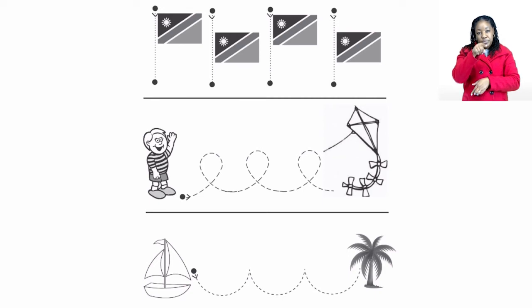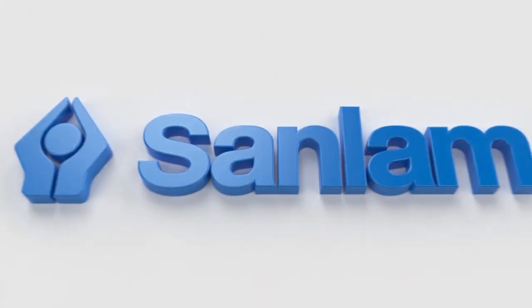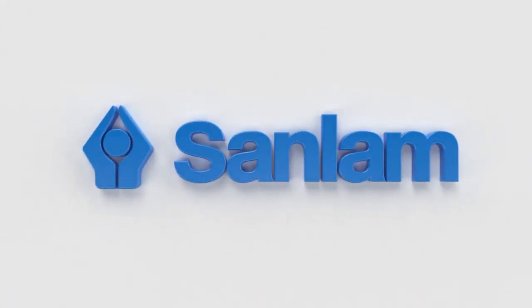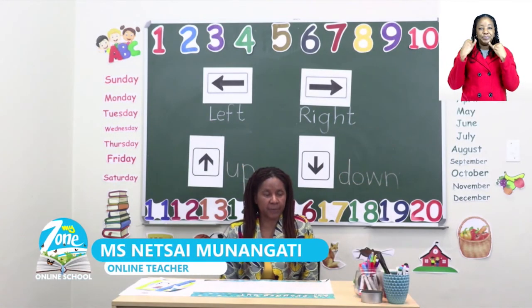And the pattern goes like, let's go curly, up, down, curvy, up, down, curly, up and down until we get to the palm tree. This is the end of lesson 5. Well done. I hope you have enjoyed the lesson.